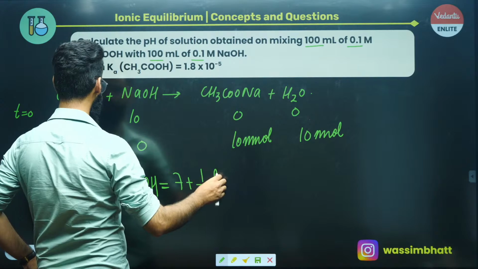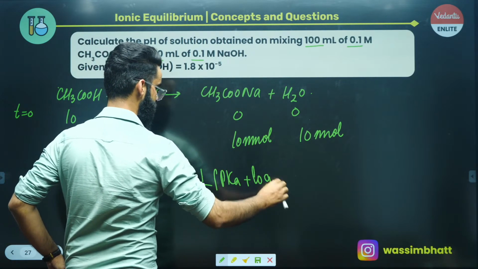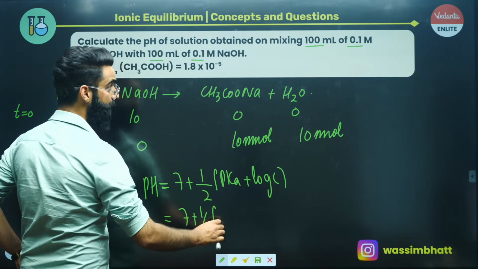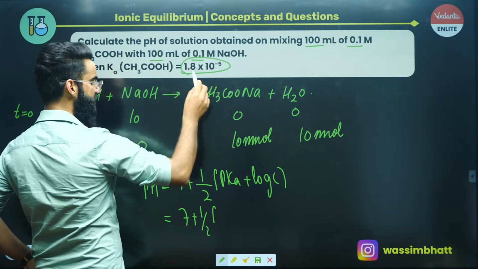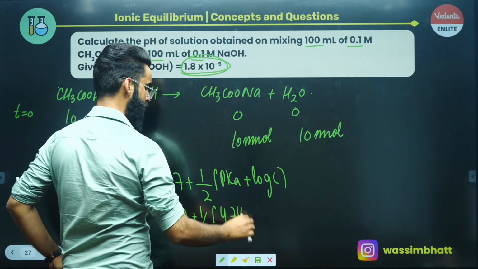pKa plus log C, where C is the concentration of salt. Now you just need to put the parameters, 7 plus half of pKa. Ka value is given to us. p stands for minus log. Do remember, minus log of this value is always 4.74, plus log C.